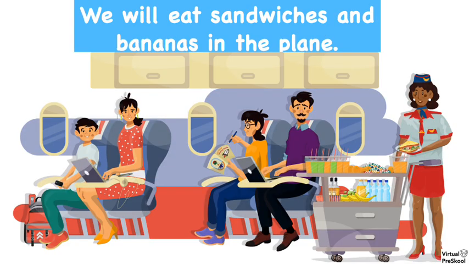All right, let's do this one. We will eat sandwiches and bananas in the plane. So, I know you know what the verb is, but identify what the tense is to be able to do this correctly. All right, let's take a look.